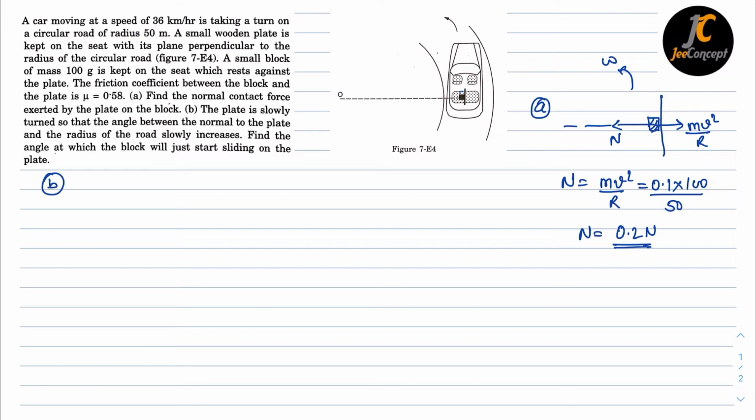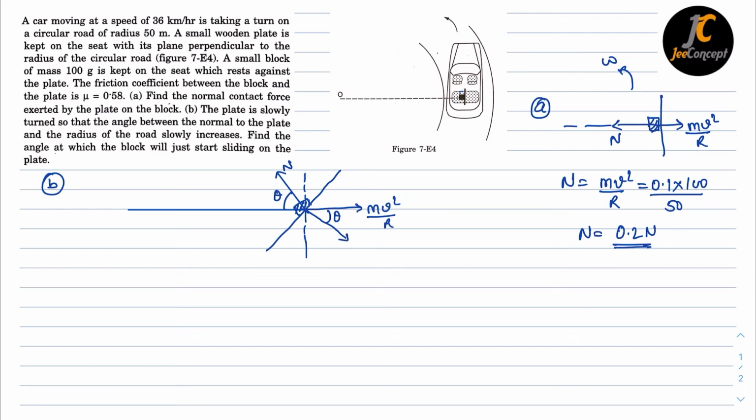Now for part B, let's see, this is the distance or radius r. Initially the plate was like this. Now we have to rotate this plate by a particular angle such that the block will start sliding on this plate. So at that particular instance, let's say this is the block, the normal force will act in this direction. If we extend that, let's say the normal is making an angle theta with the horizontal. So if this is theta, then this is also theta. The mv square by r will also act in the right hand direction.